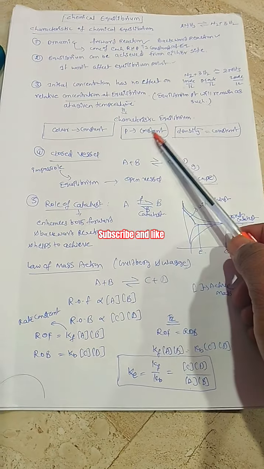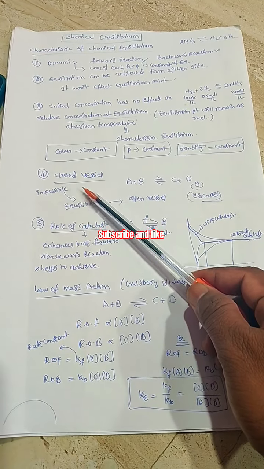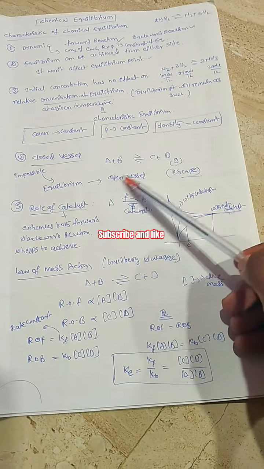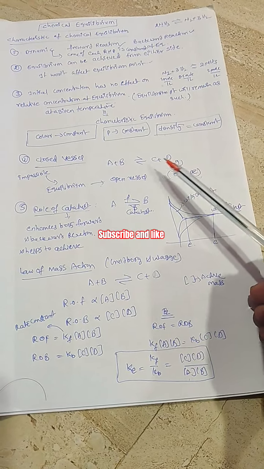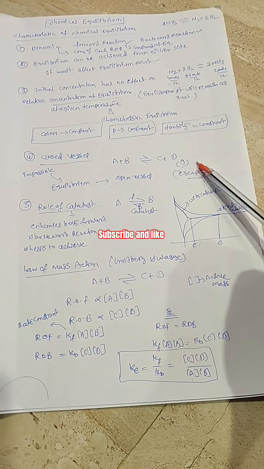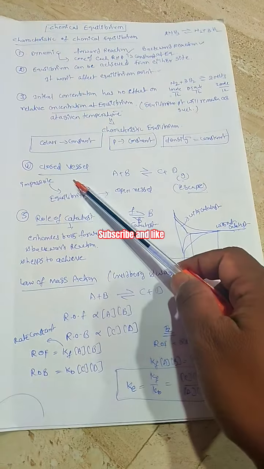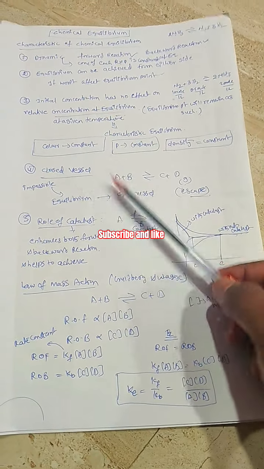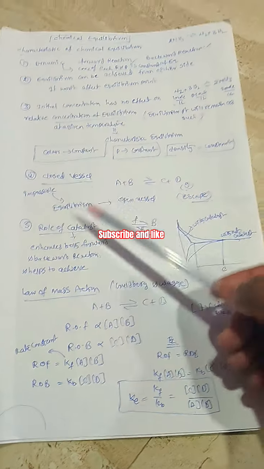The next, fourth point is that equilibrium is attained in a closed vessel. If you take, for example, A plus B gives rise to C plus D gas, and you are not using a closed vessel, that gas will escape. Equilibrium won't be obtained. That's why equilibrium must be established in a closed vessel. This is one of the characteristics.